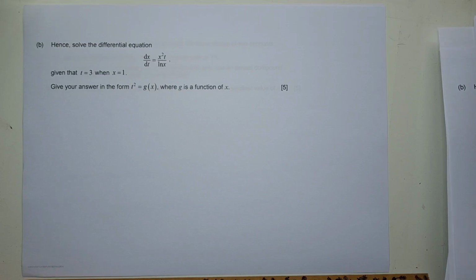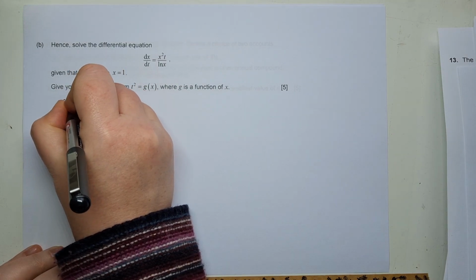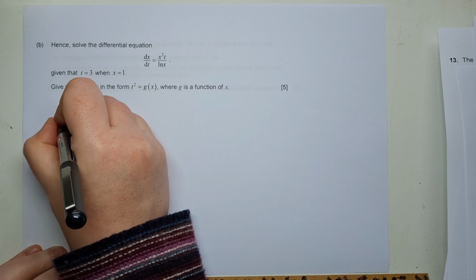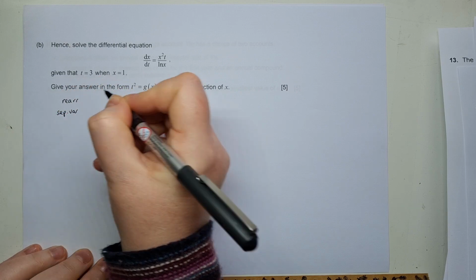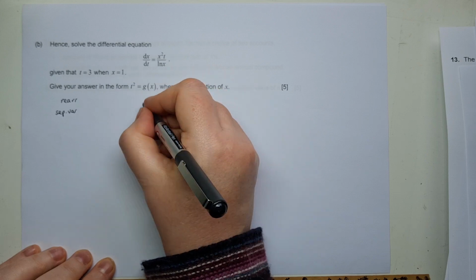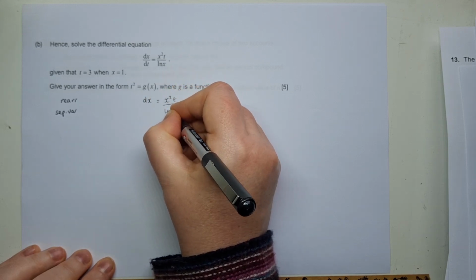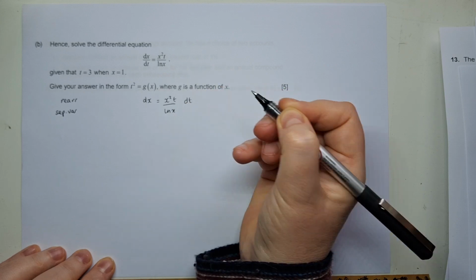Part B. Hence solve the differential equation dx over dt is x squared t over ln x. So the first thing we have to do is rearrange and separate the variables. So we're going to take the dt, the bottom differential, up onto the top and write dx is x squared t over ln x dt.